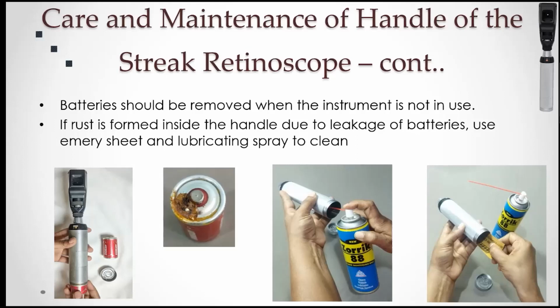So once it gets corroded, if it is at an initial stage, you can use a lubricant spray, and by using emery paper, you can remove the rust. If it is a worse case, then we need to change the whole handle. So it's better to remove the batteries from the handle at the end of the day. Otherwise, it will leak.